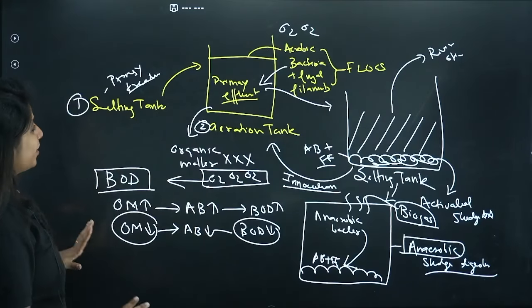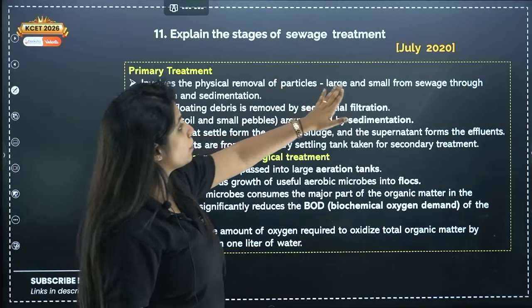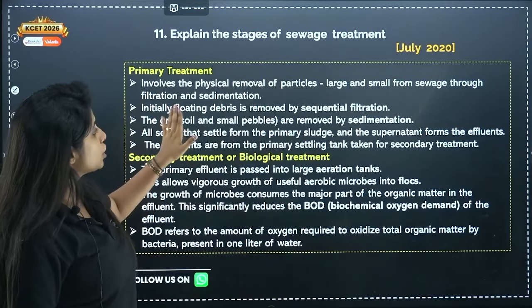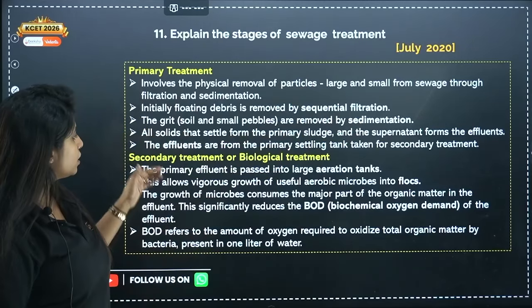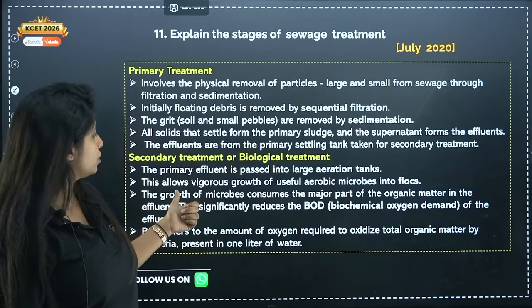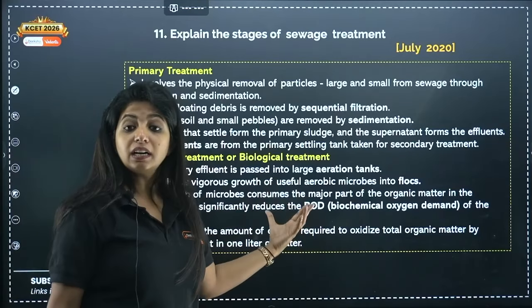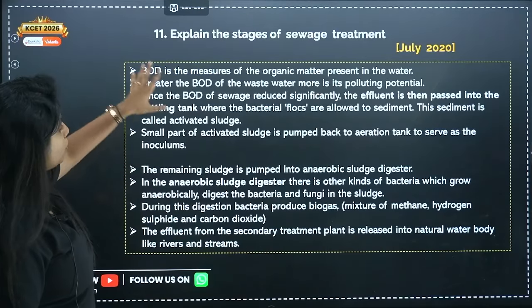Now, primary treatment involves the physical removal of particles, large and small, from the sewage through filtration and sedimentation. Initially, floating debris is removed by sequential filtration and then by sedimentation. The primary effluent is passed into large aeration tanks where what is happening, my dear children? Useful aerobic microbes are being added. This is done until the biochemical oxygen demand goes down.